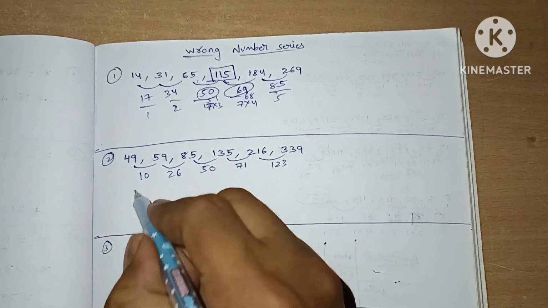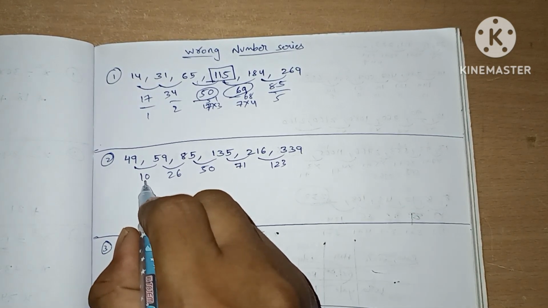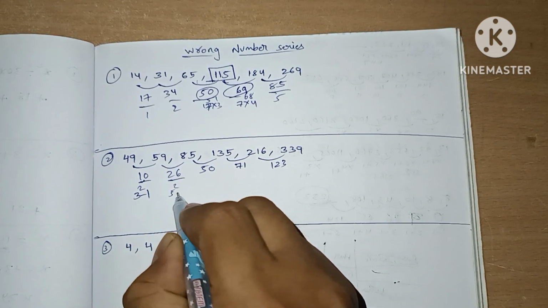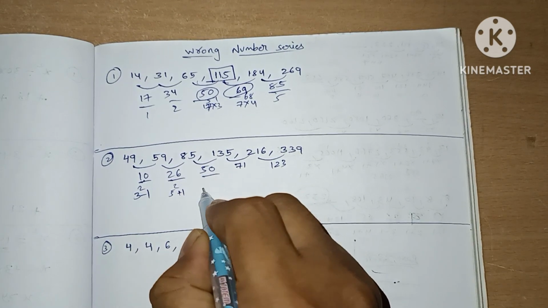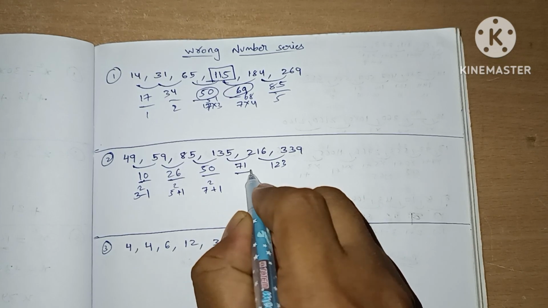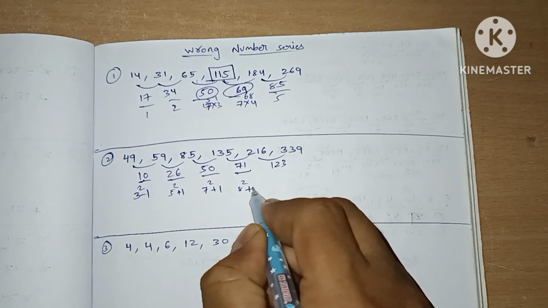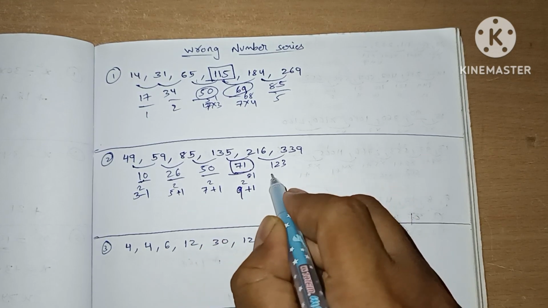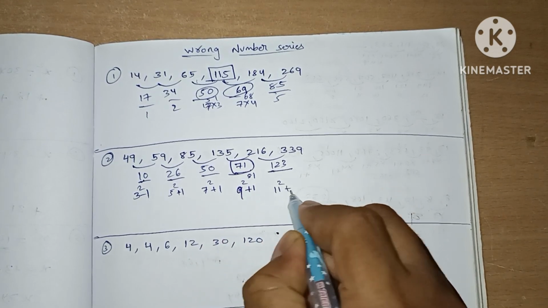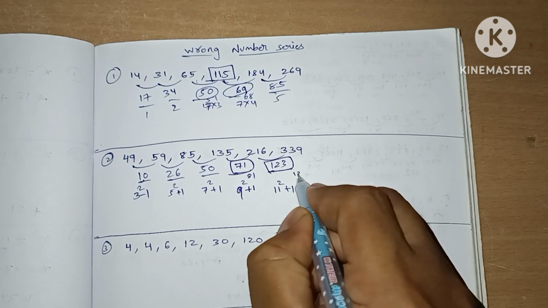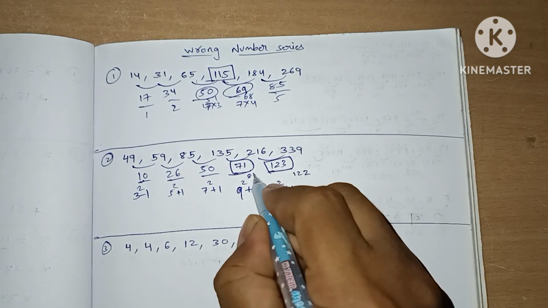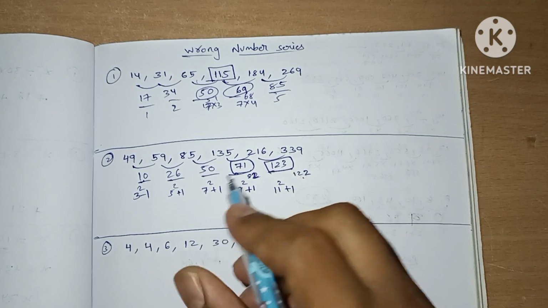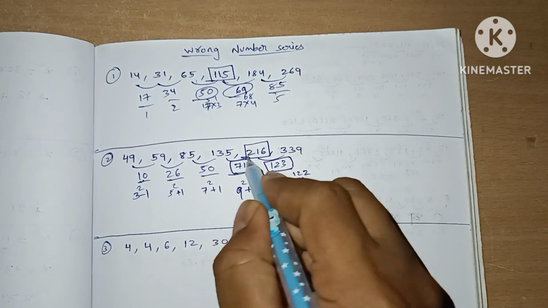Here I can clearly see that this is 3 square plus 1. This is 5 square plus 1. This is 7 square plus 1. So it must be 8 square plus 1, 9 square plus 1, which must be 81, not 71. And this must be 11 square plus 1, which must be 122, not 123. So our wrong number is 216.